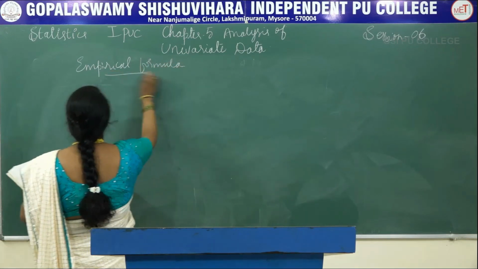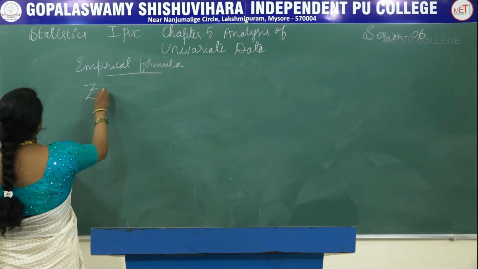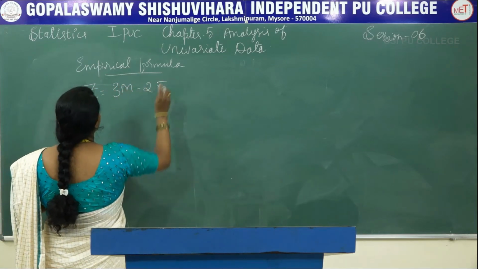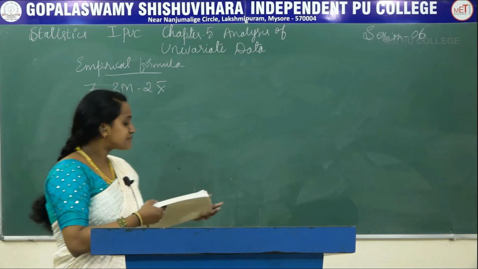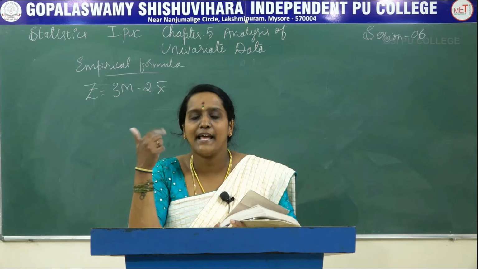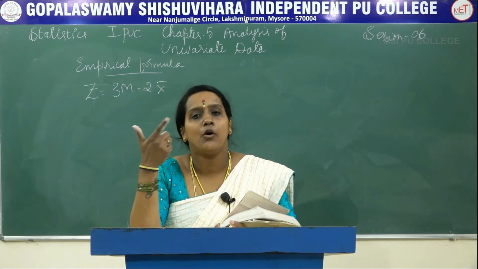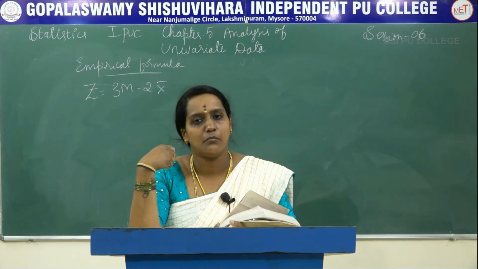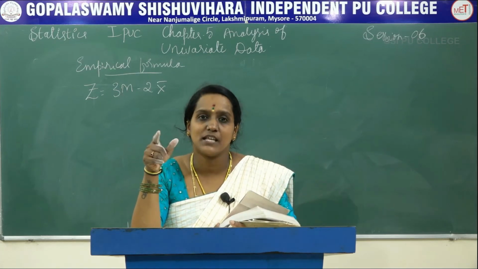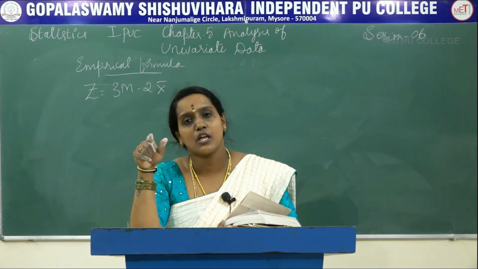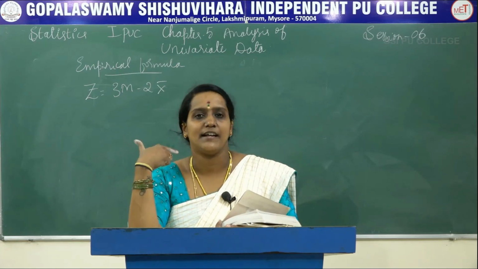Our empirical formula is Z, that is mode, is equal to 3 median minus 2 mean. This is our empirical formula. Using this formula we can find any one of the values. If the mode is not given, only mean and median will be given, we can find the mode value. If the median is missing, using the mode and mean we can find the median. If the mean is missing, using the mode and median we can find the mean value.